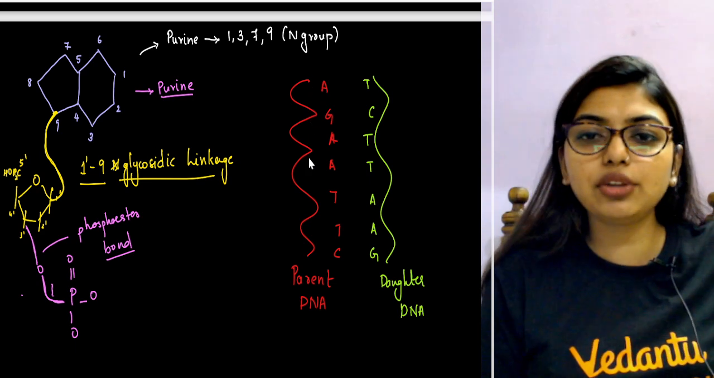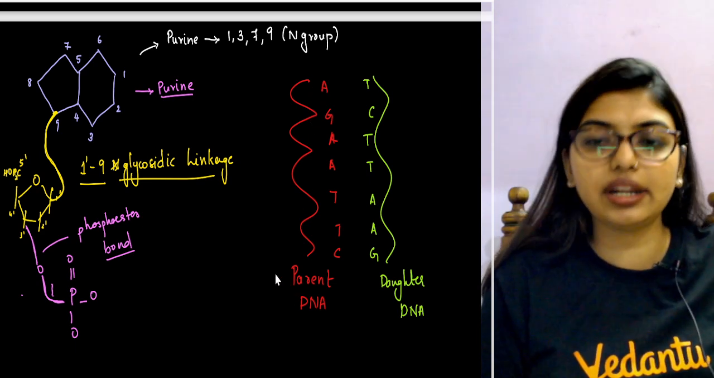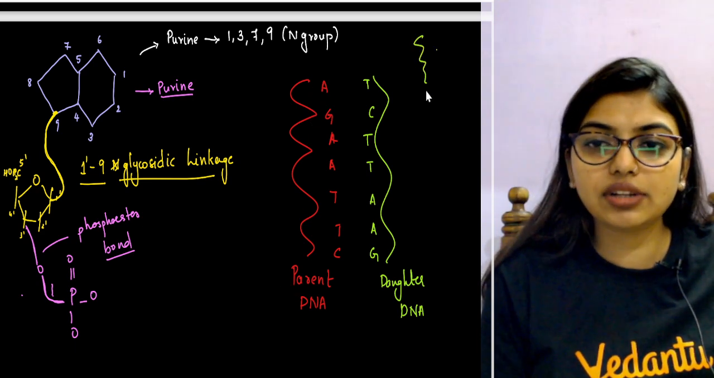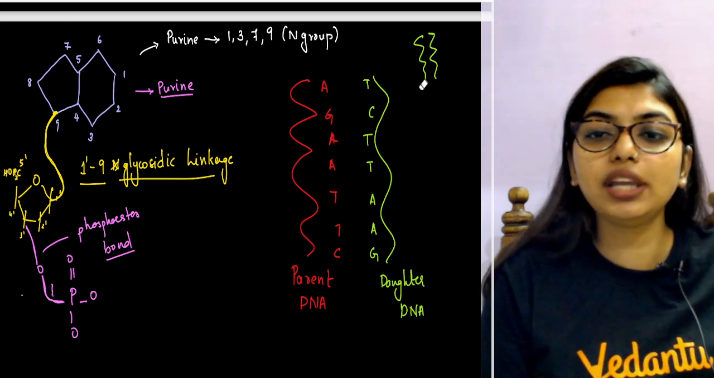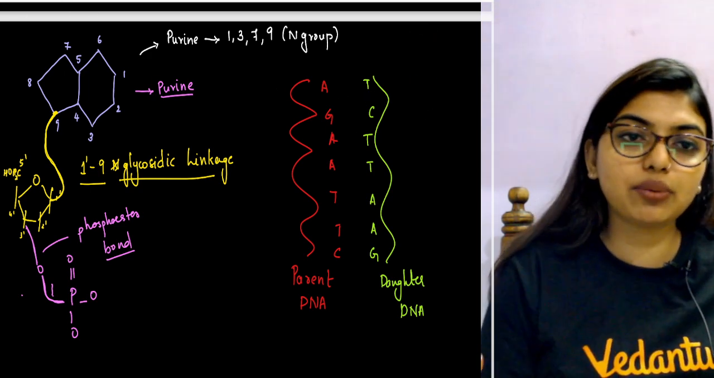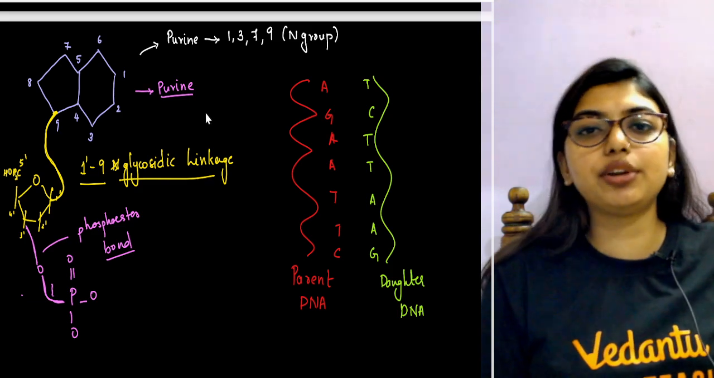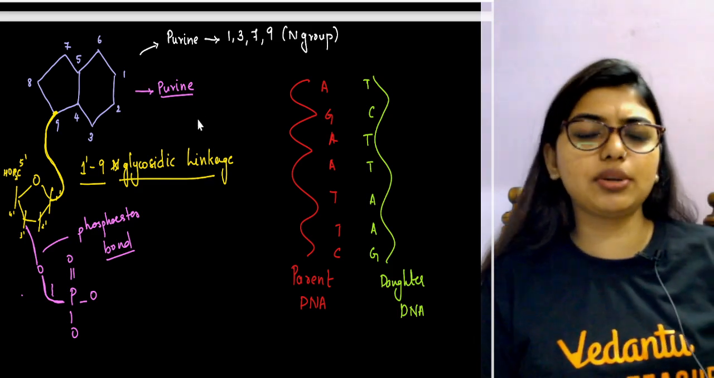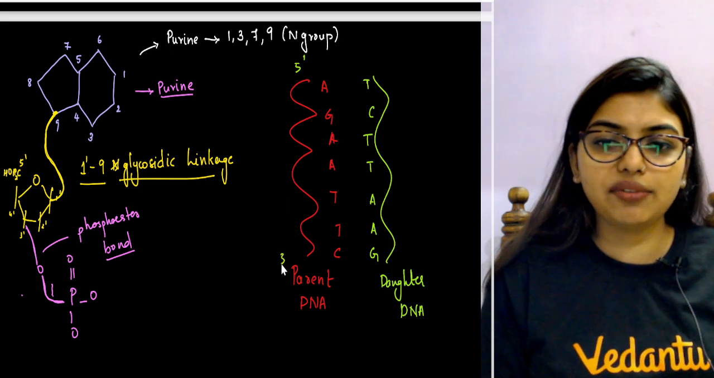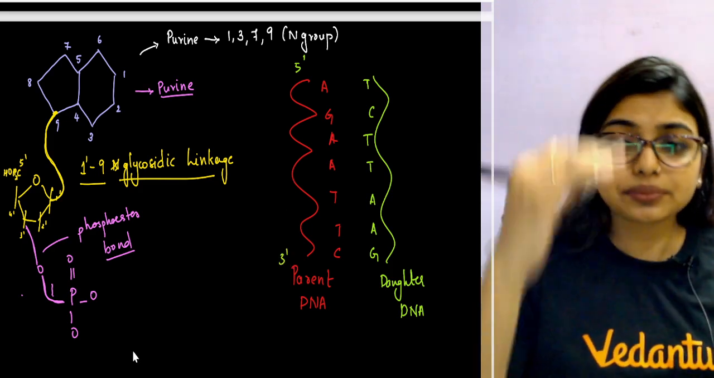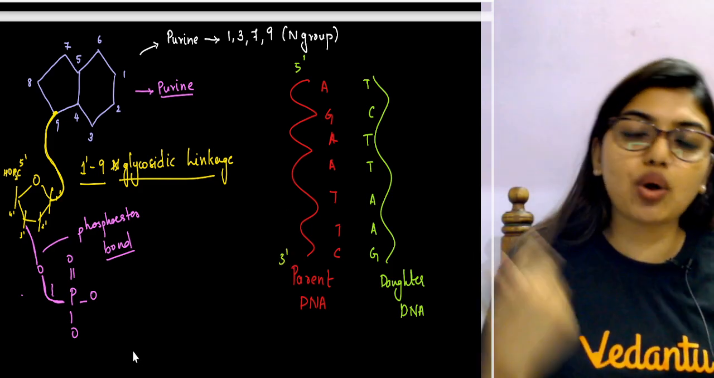But remember that we'll only be taking one strand of the parent DNA, right? Because if we take this strand of the DNA and this strand of the DNA, then they are all going to be complementary to each other. So if we take one strand of the DNA, both are going to be complementary to each other, no doubt in that. This will be 5 dash to 3 dash direction. So this is followed throughout the DNA structure.